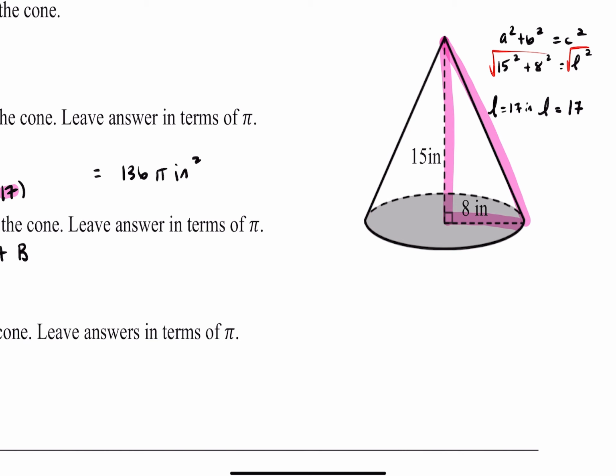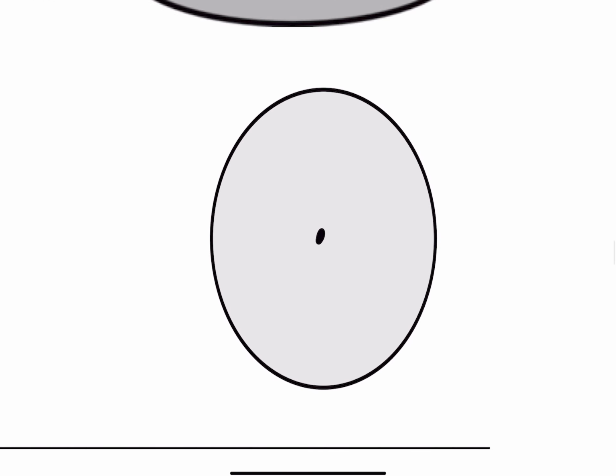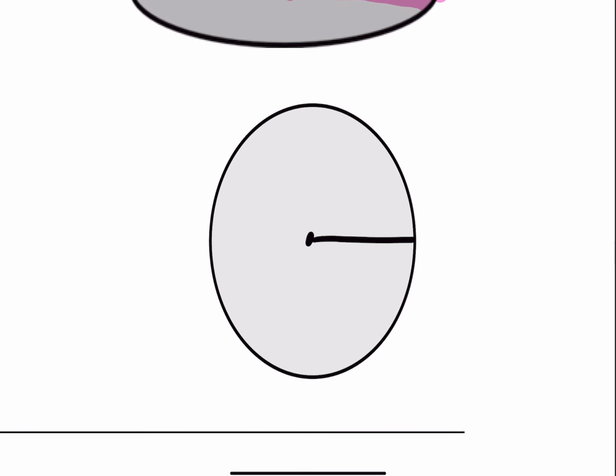It's typically a circle. It's always a circle when it comes to cones. So I'm going to draw my circle here. Just kidding. I'm going to draw an actual circle, not an oval. And we can see that the radius of that circle is 8.